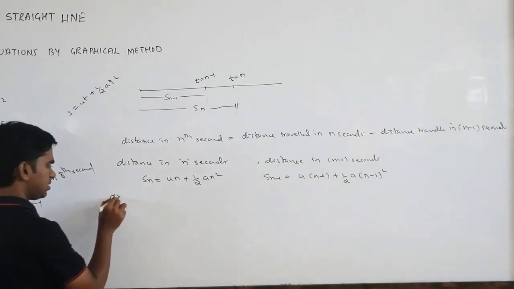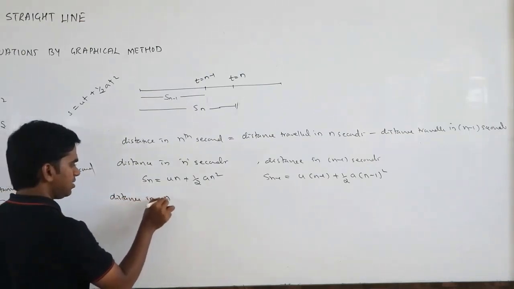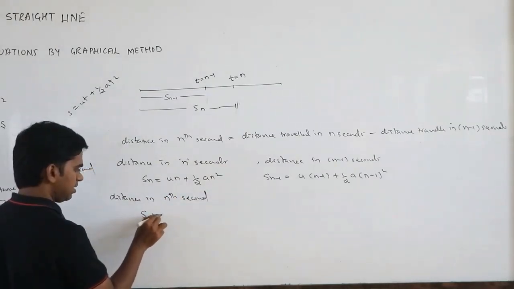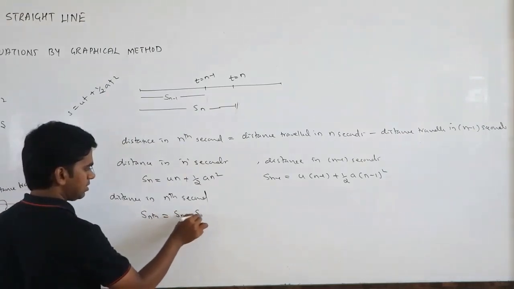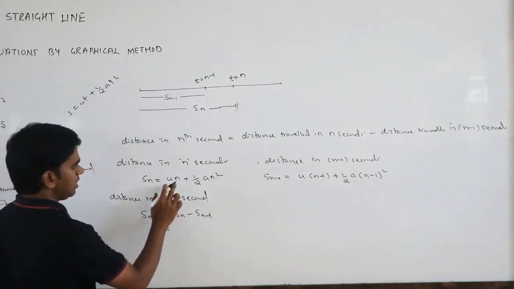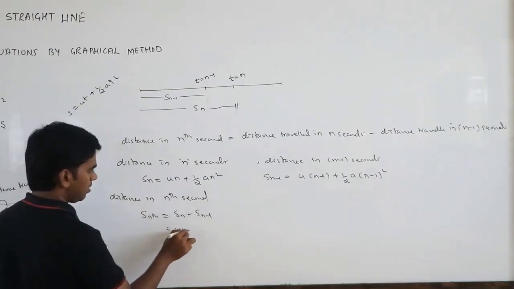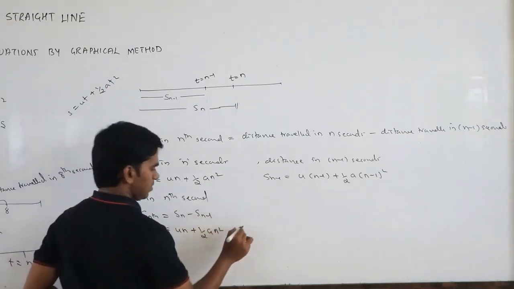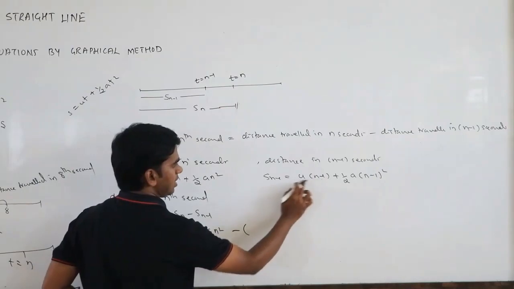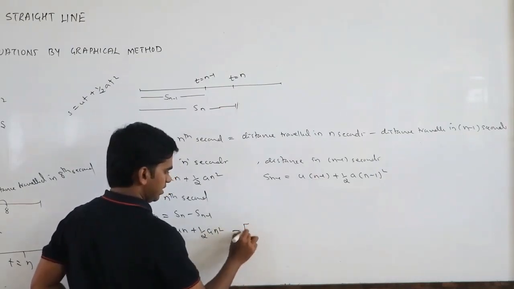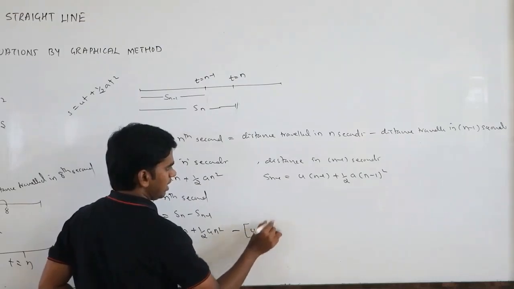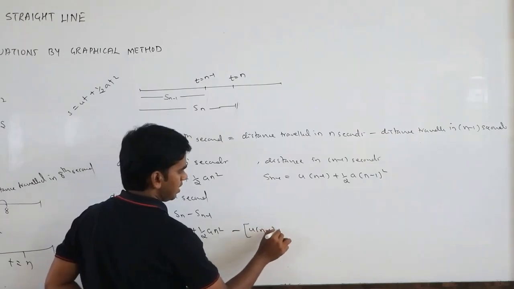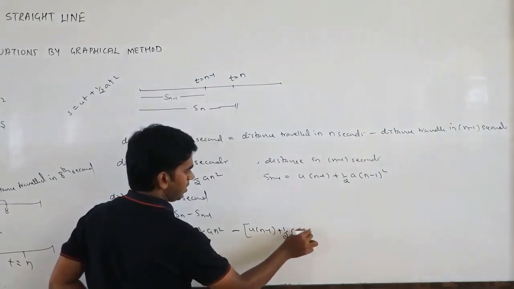You want distance in the nth second. So S nth is equal to Sn minus Sn minus 1. So what is Sn? Sn is un plus half an square, minus, what is this? Un minus 1. Can I multiply here? So I will write this as it is: un minus 1 plus half a into n minus 1 the whole square.